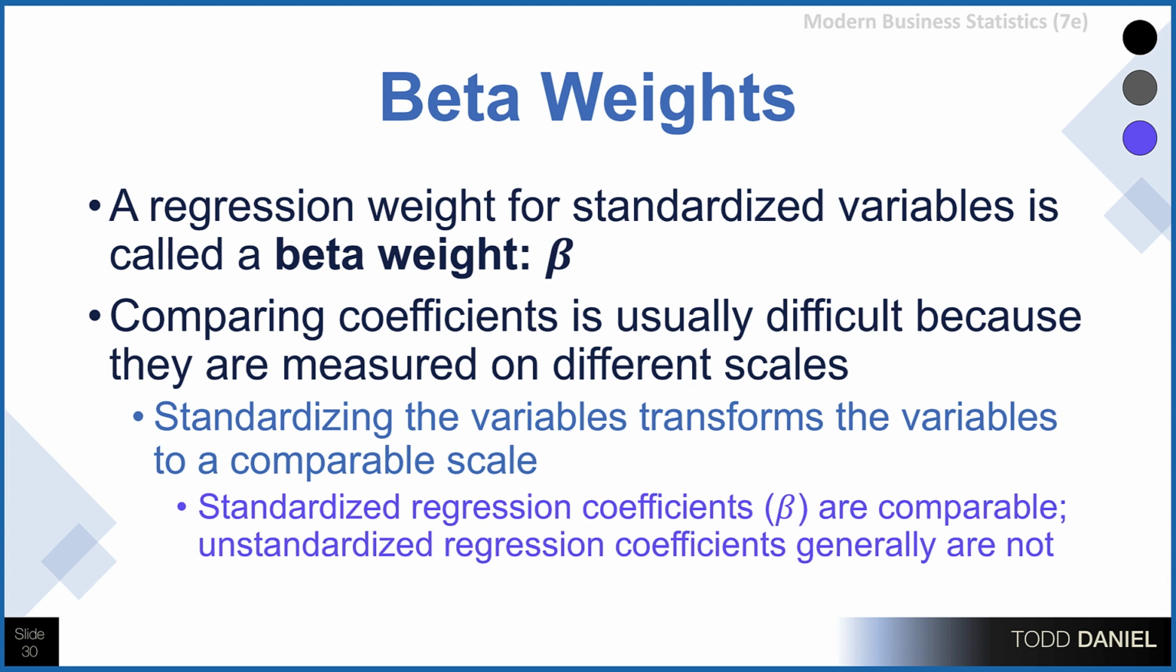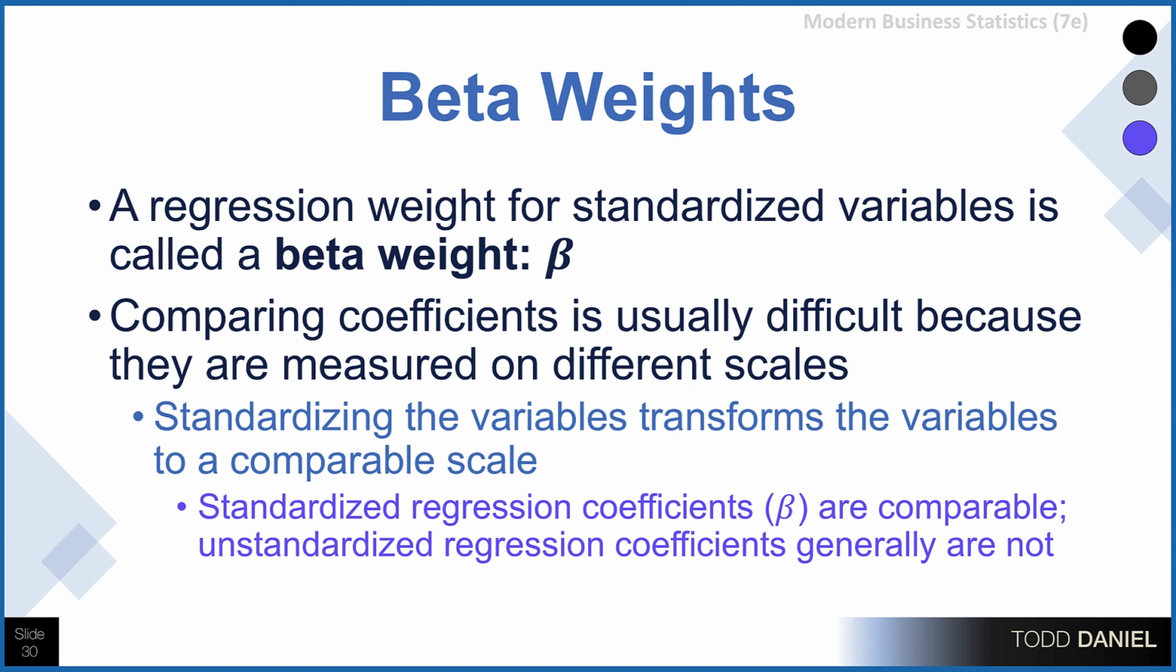It's represented by the Greek letter beta. Now, typically, if we're comparing the relative contribution of, let's say, three independent variables, but they're measured on different scales, it's really difficult to compare the relative contribution of those variables. So the solution then is to standardize those variables, transforming them into a comparable scale.